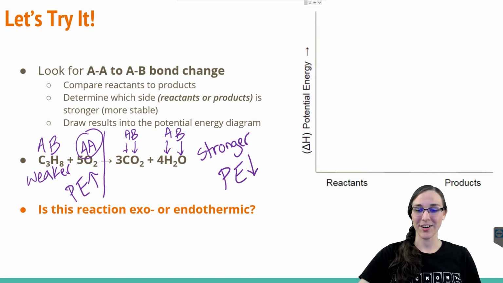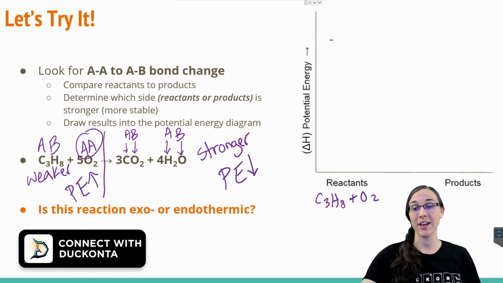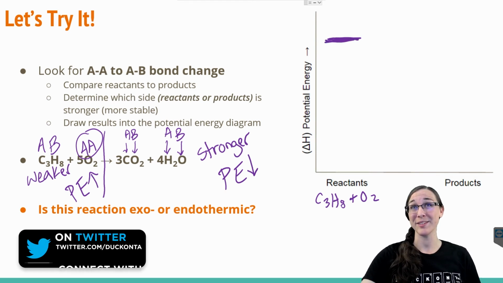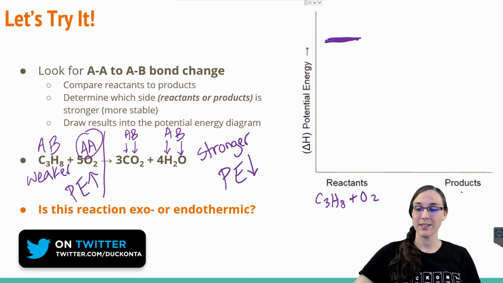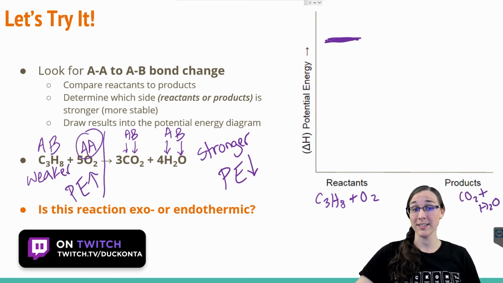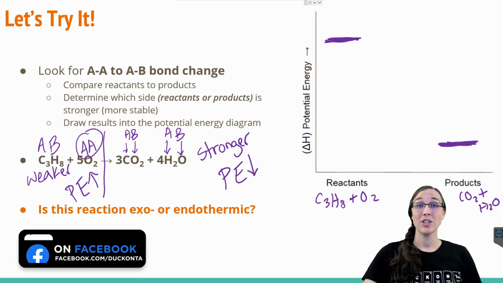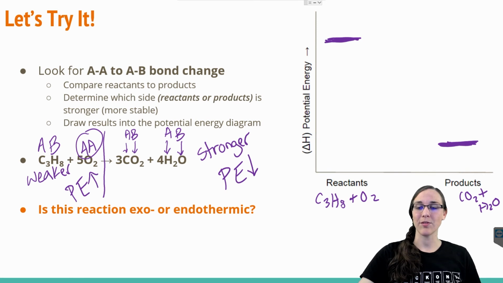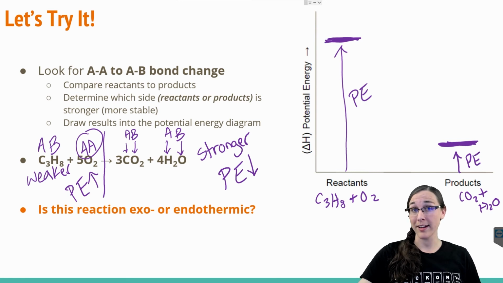The reactants are our C3H8 plus O2, and we said that they had greater potential energy, so we're just going to draw the line up higher. On the product side, we have CO2 plus water, and we said that those products had less potential energy, so we'll draw the line down lower. Just as we saw before, anytime the reactants are greater in potential energy than the products, we have a potential energy plot that's representing an exothermic reaction.